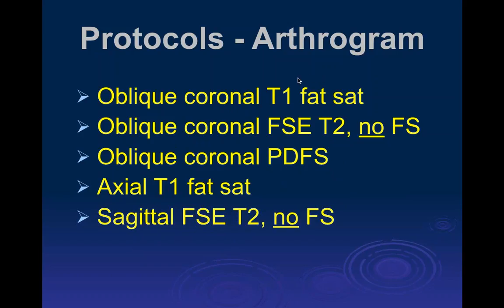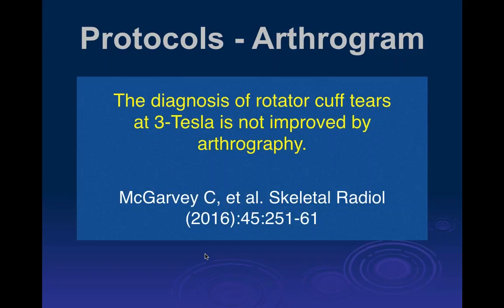I changed it a little bit. We put contrast into the joint space. I continue to have the coronal T1, but I replaced it with the coronal T1 FatSat. I keep the T2 without fat suppression, and then a PD FatSat. In the axial plane, I do a T1 FatSat, and then the sagittal is a T2 no FatSat. So it's a little bit different protocol.